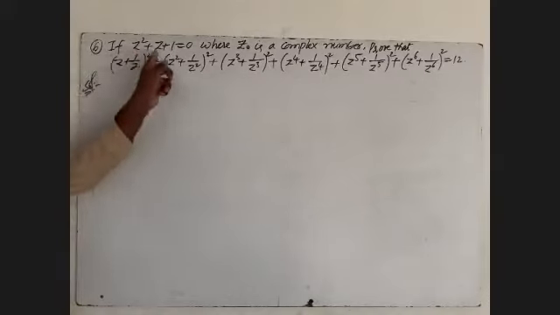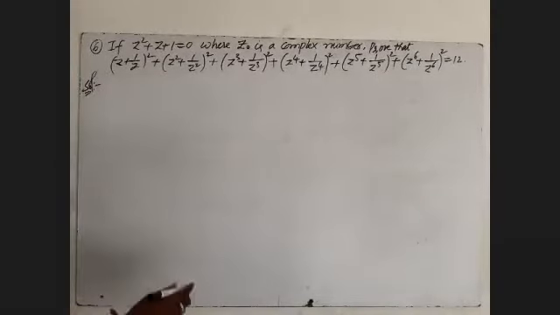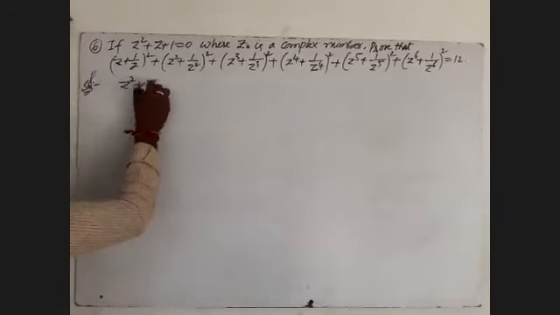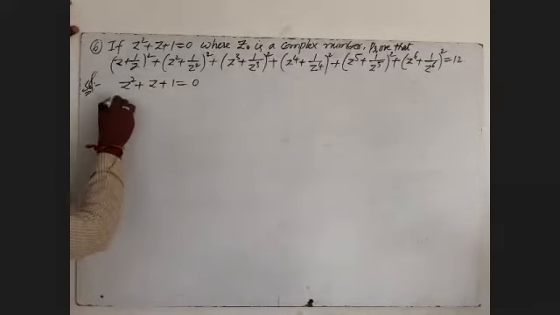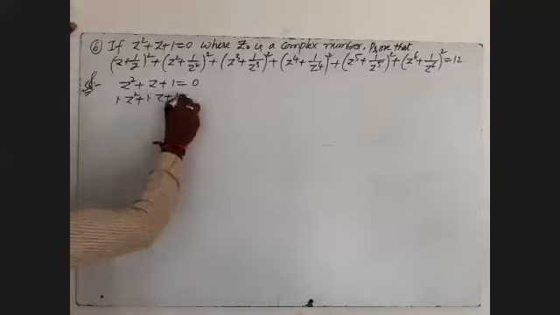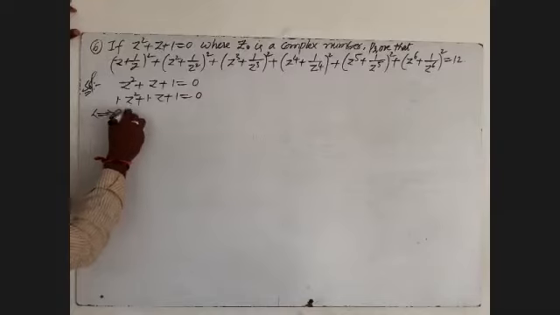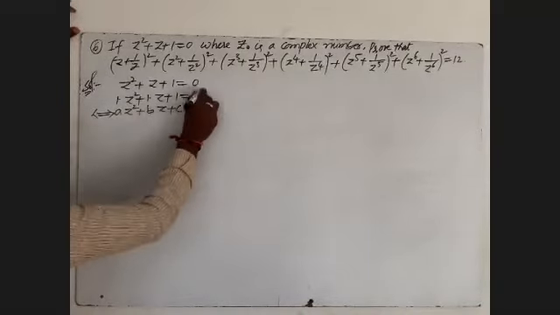If z square plus z plus 1 is equal to 0, this is a given quadratic equation. First I will write the given quadratic equation, that is z square plus z plus 1 is equal to 0. Here we will write 1 into z square plus 1 into z plus 1 is equal to 0. Given one can compare with a z square plus bz plus c is equal to 0.